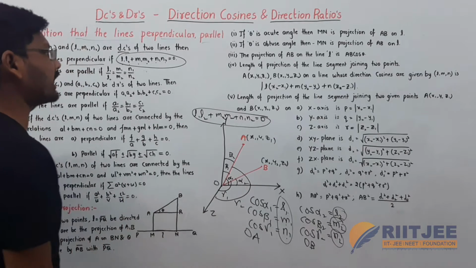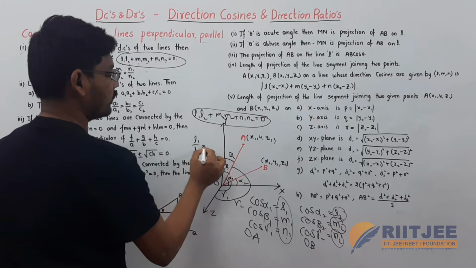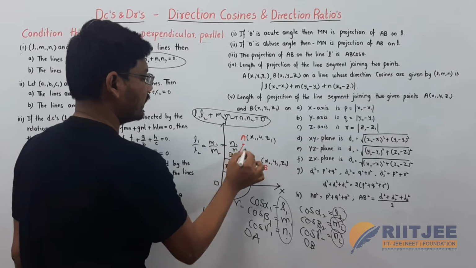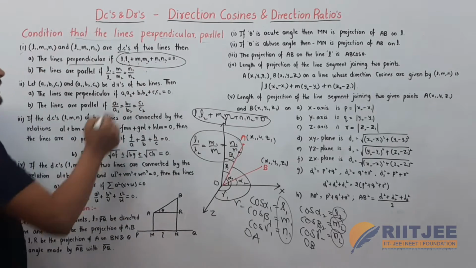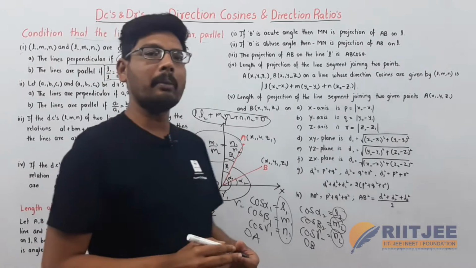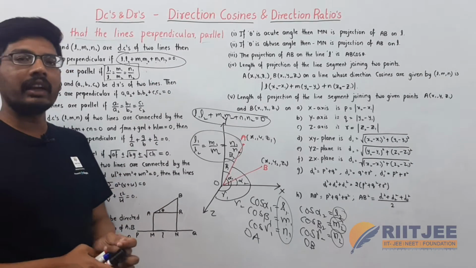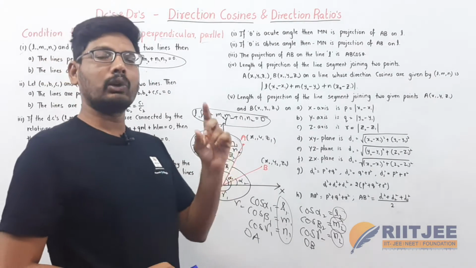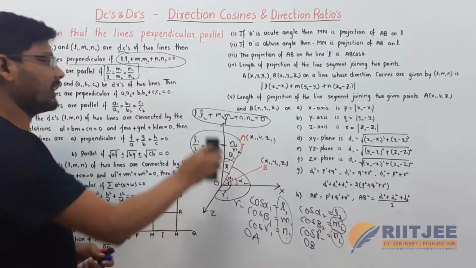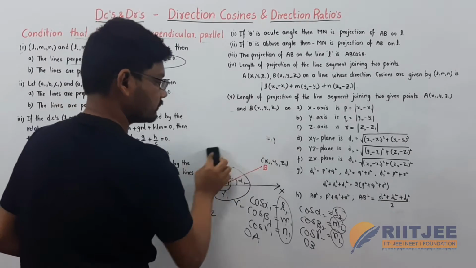And if these two lines are parallel, then the condition will be l1 by l2 equals m1 by m2 equals n1 by n2. This is the condition for parallel lines. Here the first condition is for perpendicular and the second condition is for parallel, when the direction cosines of the two lines OA and OB are given. This is all about the first point, and the next point will be here.